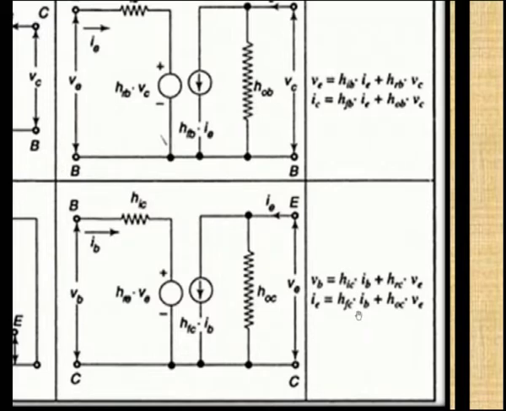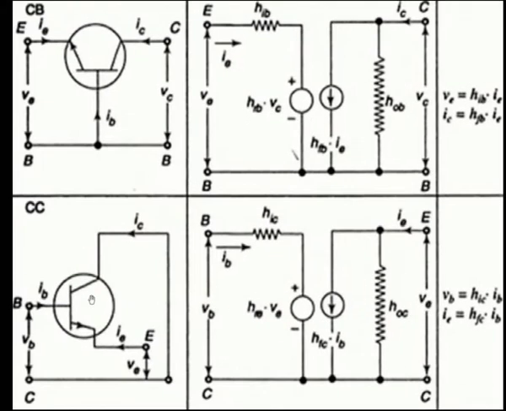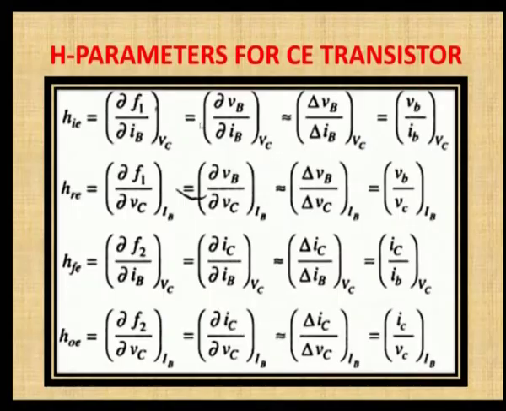The second parameter in the suffix represents the common terminal in the configuration, and from the equation written for those 2 variables you can calculate the parameters in H. So, this input impedance is calculated as VB by IB with VC equal to 0. VC is the output voltage. If the output voltage is 0, then the output port must be short circuited. So, with the output port short circuited, the HIE is calculated as VB by IB.